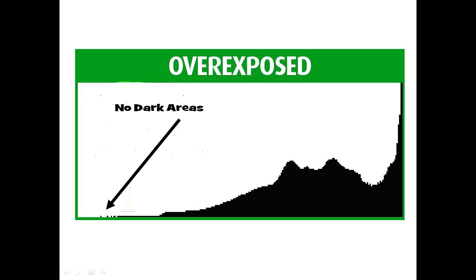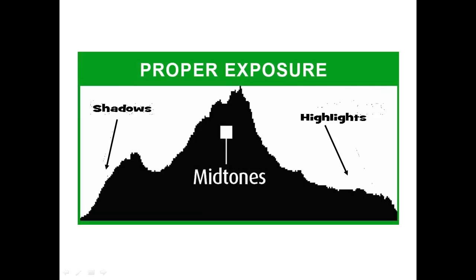What you do want to have is a histogram that kind of looks like this. You see, in the middle here is a camel hump, where the majority of your information is going to be in the middle of the graph with some shadows on the left hand side and some highlights on the right hand side. However, a lot of where that camel hump is located on the graph will depend on what it is you're photographing.